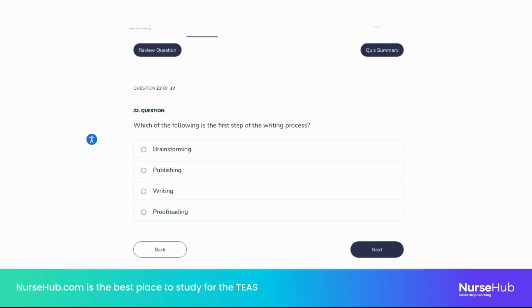Okay, so now we're on question 23. And question 23 is asking us to take a look at the writing process. Now, the TEAS 7 has a renewed focus on the writing process. TEAS 6 had a little bit of it. TEAS 7's focusing on it a little bit more. Now, the writing process is the steps you take from idea or assignment all the way through to publication. And publication could mean turning it in to your teacher or professor. It could mean publishing it in a medical journal. It could be publishing a book.